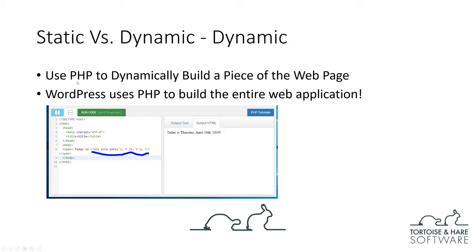So PHP allows us to convert web applications from static to dynamic, and WordPress takes this notion and uses PHP to build the entire web application. So everything that you see on your admin screens and on the end user facing stuff is all built on PHP, built in pieces, and is very dynamic.